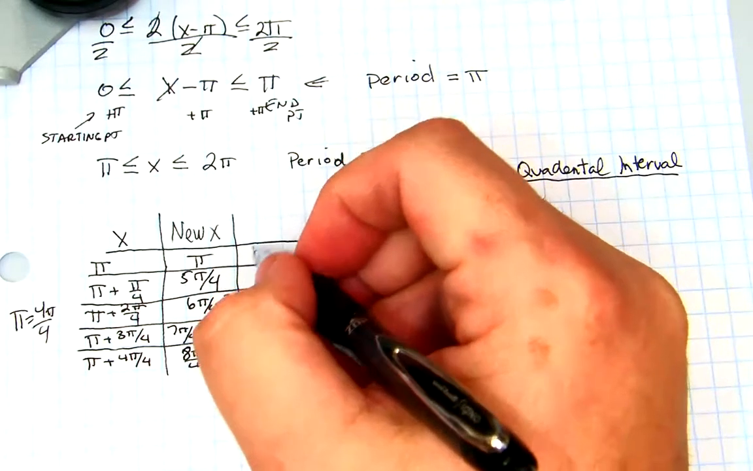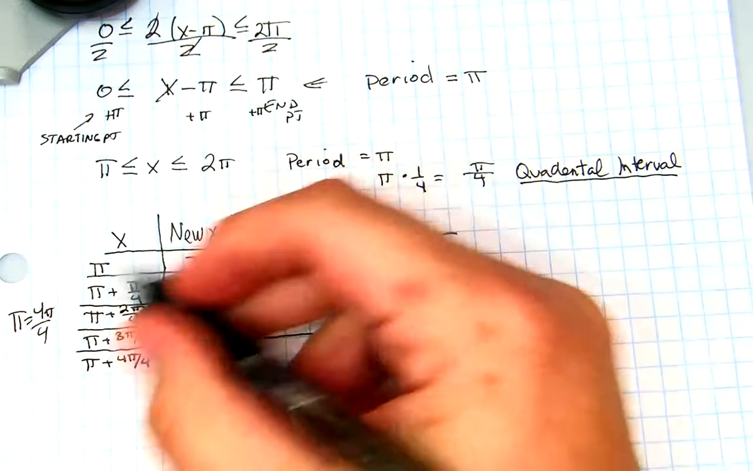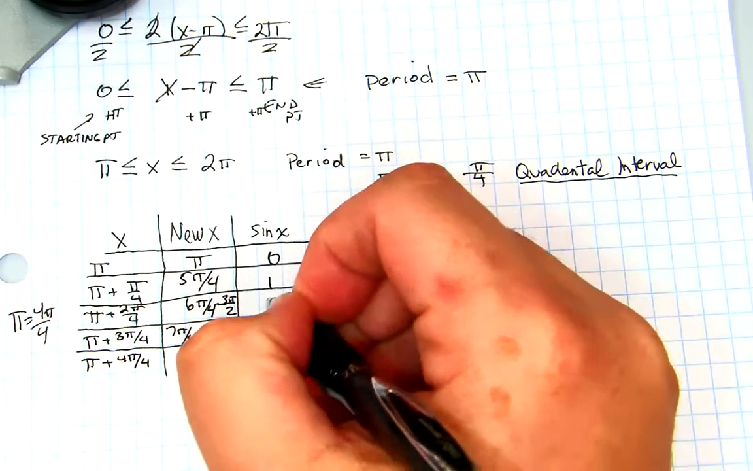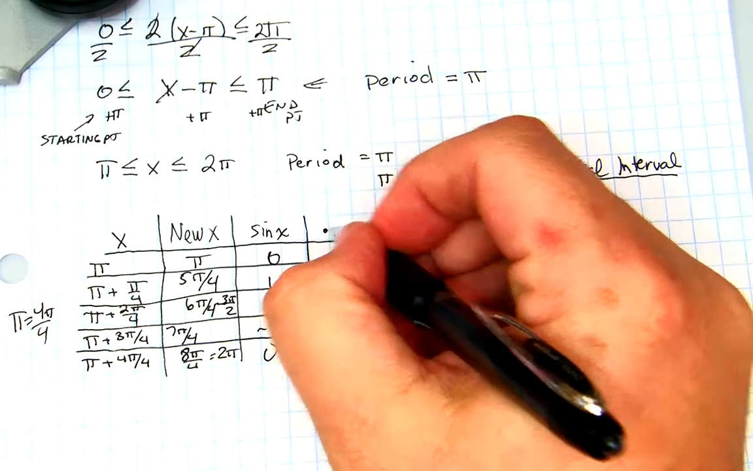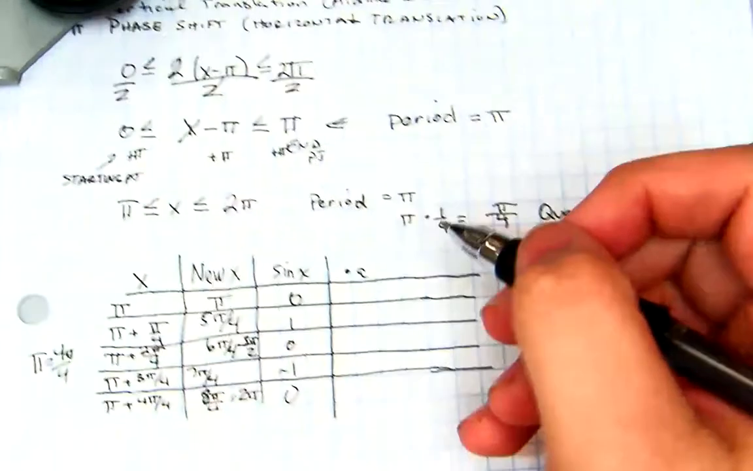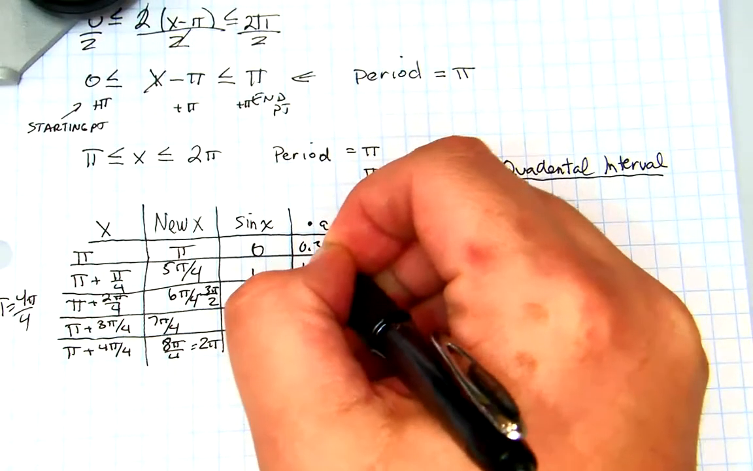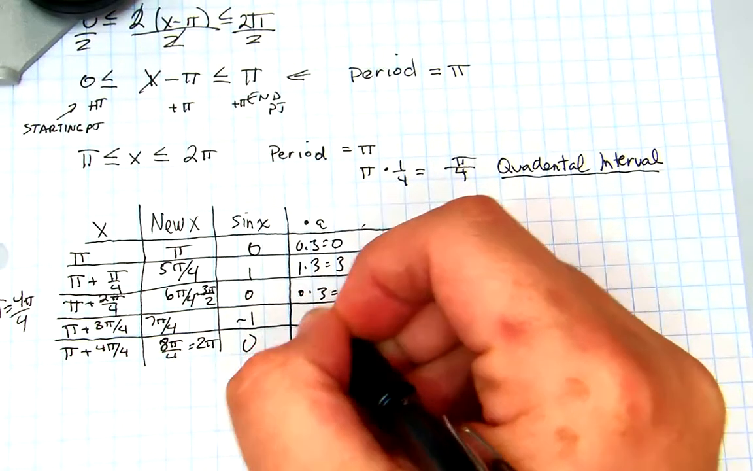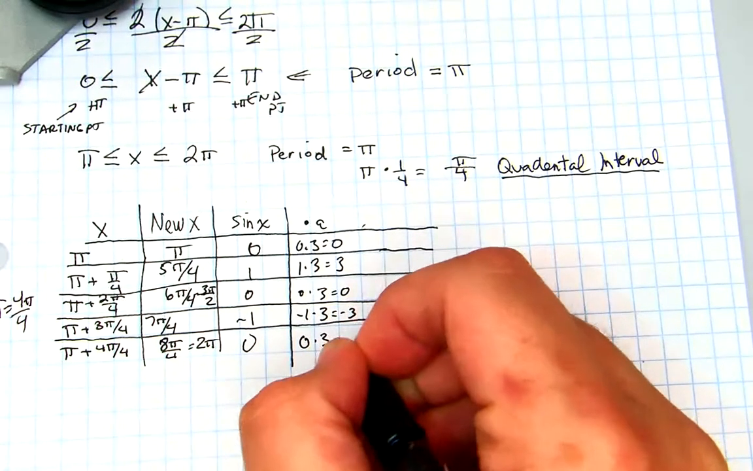So I'll do sine of x, which would be, we start at 0, 1, 0, negative 1, 0. And then times A, my A value is 3. So I'll get 0 times 3, which is 0. 1 times 3, which is 3. 0 times 3, which is 0. Negative 1 times 3, which is negative 3. And 0 times 3, which is 0.